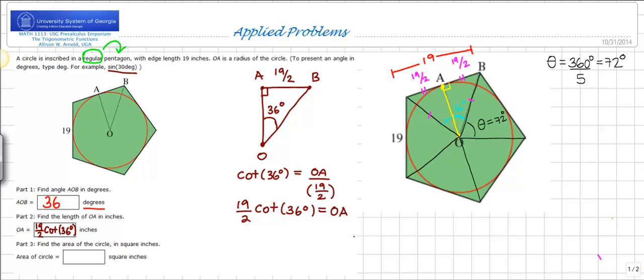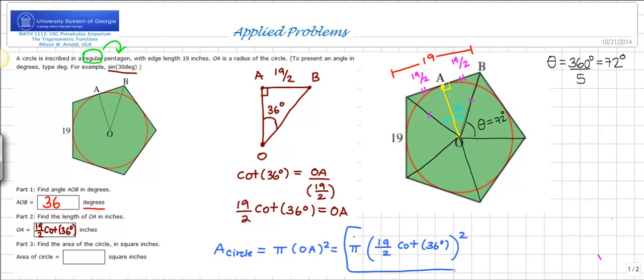Okay, now you want the area of the circle. Well, the circle's radius is OA. So the area is pi times its radius squared. So we would have pi times the value we just found for OA, quantity squared, I would not bother simplifying it. And we're good to go.